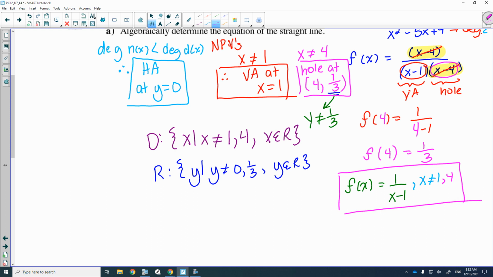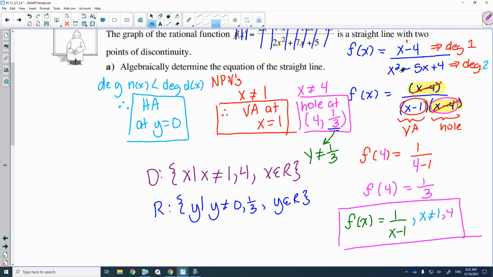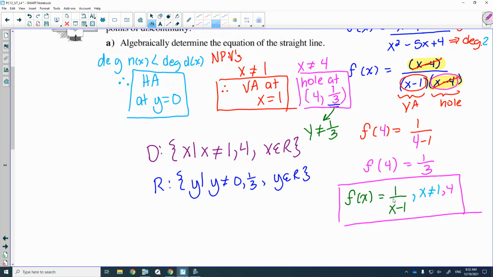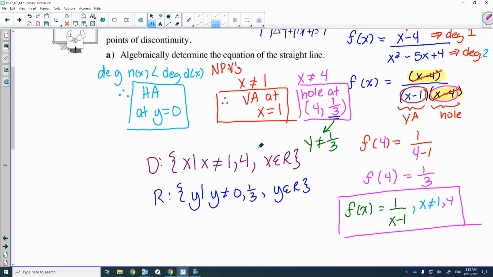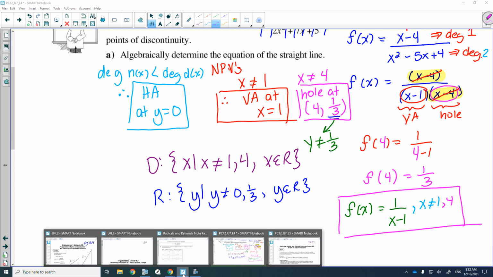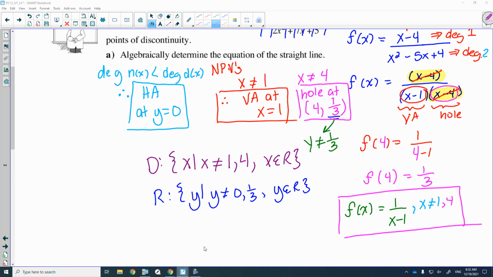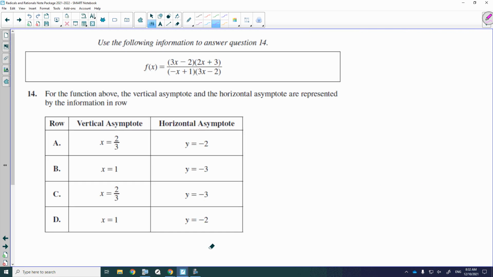If you were ever to graph this, you don't ever graph the new function. You always graph the original, okay? Because you won't see the VAs and the holes if you just graph this new function. You need to see it from the original. Okay, that's pretty much the lesson. Let's look at what this would look like on a diploma question. So there's 2 diploma questions. And we'll start out with this guy.